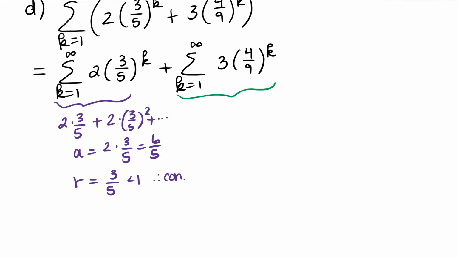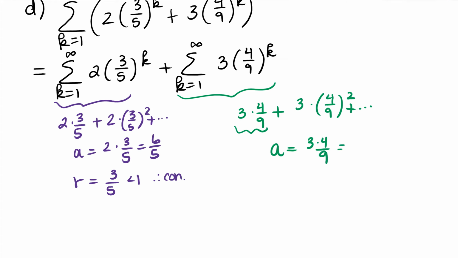If I look at this series right here, when k is 1, I get 3 times 4/9. Plus, when k is 2, I get 3 times (4/9) squared plus, and so on. So I know my first term is always a. So a is 3 times 4/9, or 3 goes into 9 3 times. So my a is 4/3, and my r in this case is 4/9. Cool. So this guy converges also.